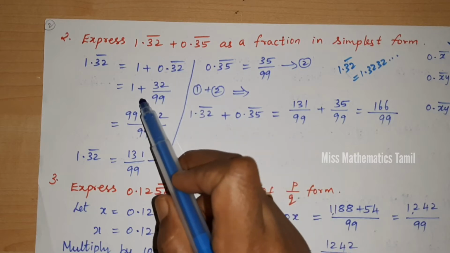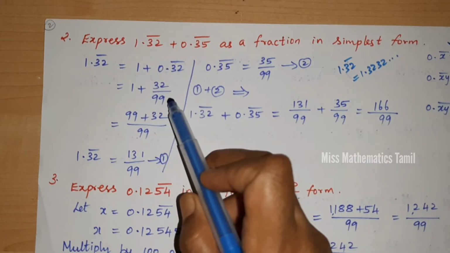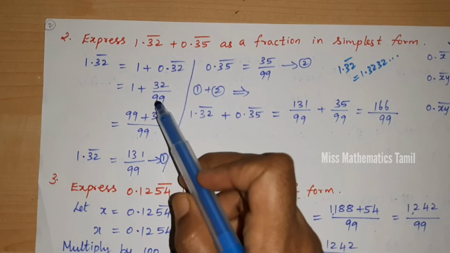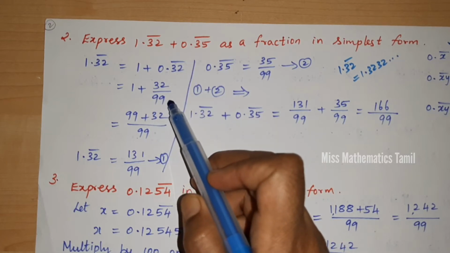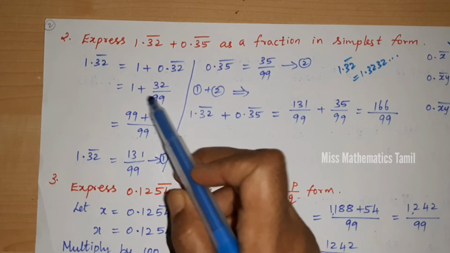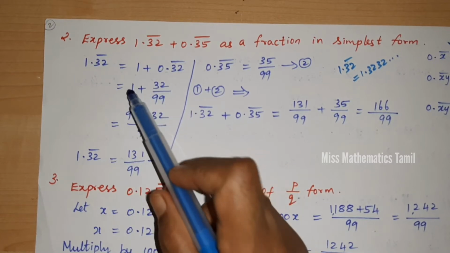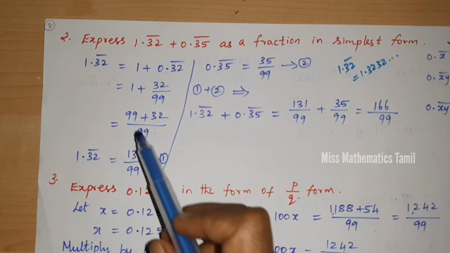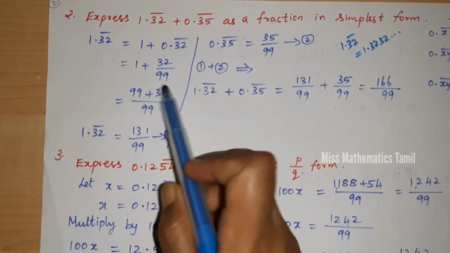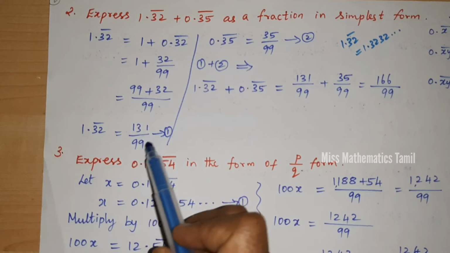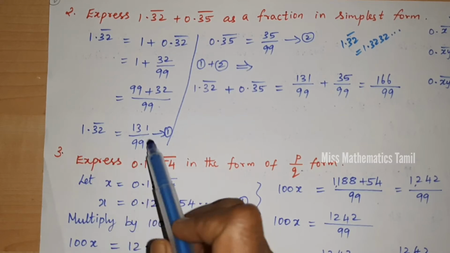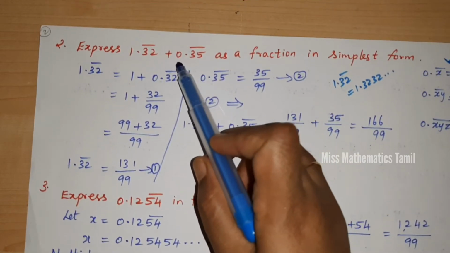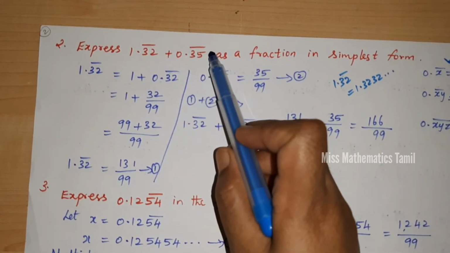So 1 plus 32 divided by, how many numbers are there under the bar? 2 numbers. So I am writing 9 two times here, so 99. Cross multiply: 1 into 99, 99 plus 32 divided by 99. What is the total? 131 divided by 99. We found only 1.32 bar. We have to find the next number, 0.35 bar also, right?